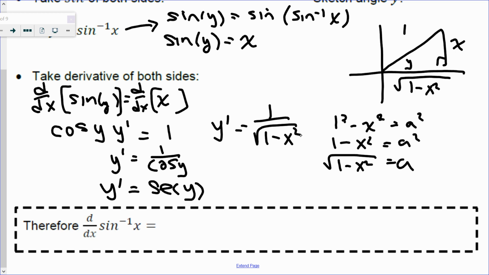Remember that y was sine inverse of x, so y prime would be the derivative of sine inverse x. So the derivative of sine inverse x is just 1 over the square root of 1 minus x squared. So now we know the derivative of sine inverse. Let's move on and do cosine.